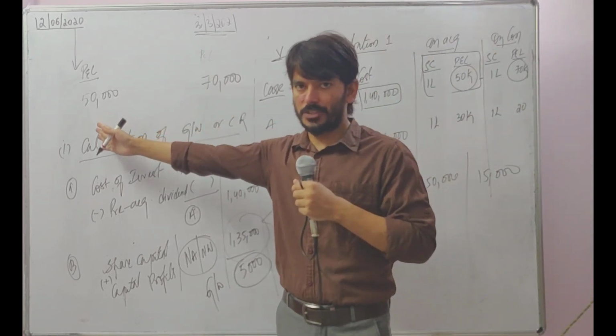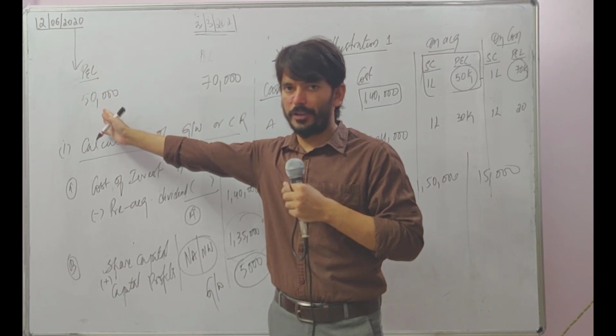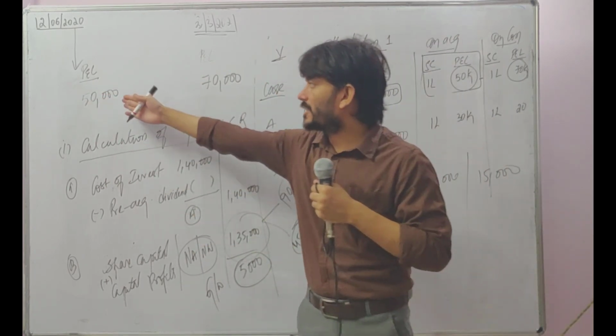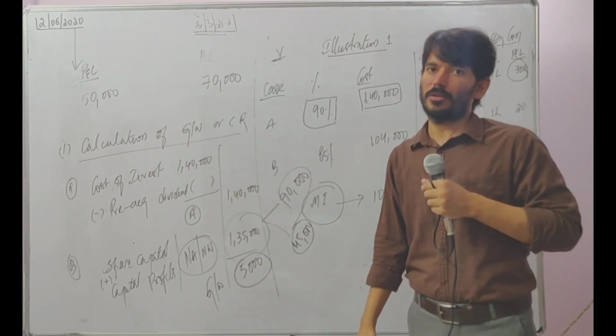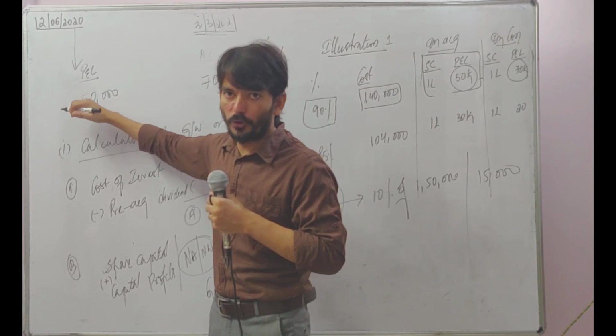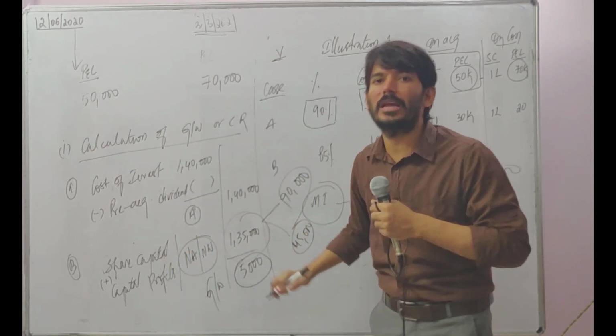On the date of acquisition, there is a profit of 50,000. That 50,000 is not going into your pocket. That is directly going into your cost of control calculation. Okay, so this we are calling a capital profit. The capital profit is coming into this calculation only.